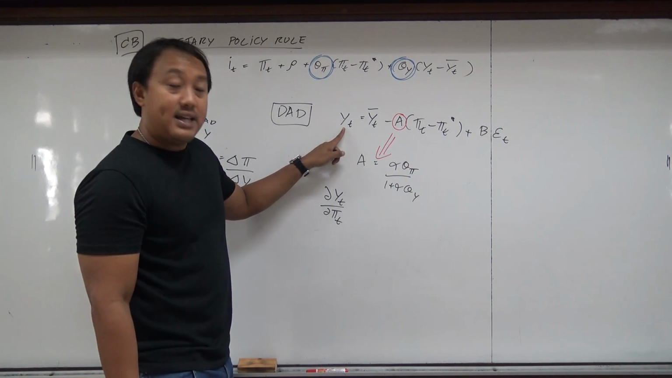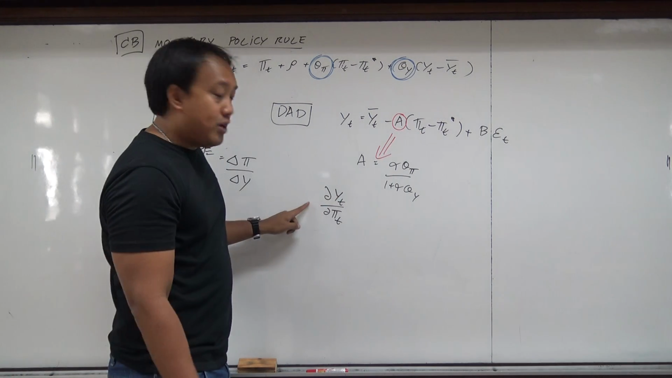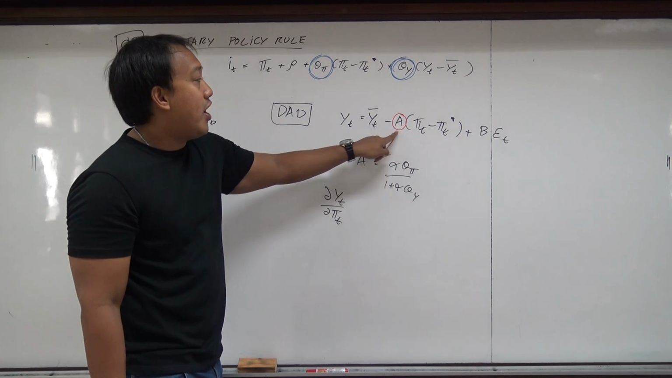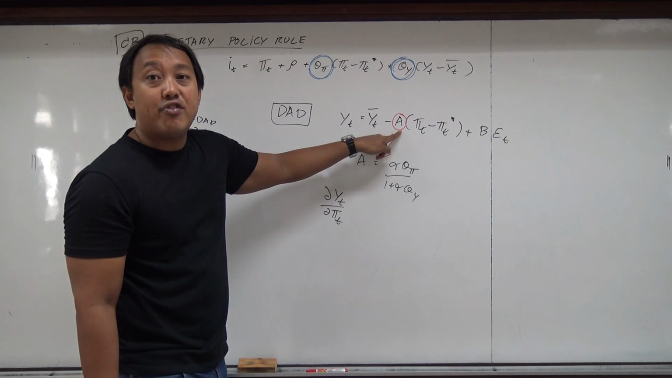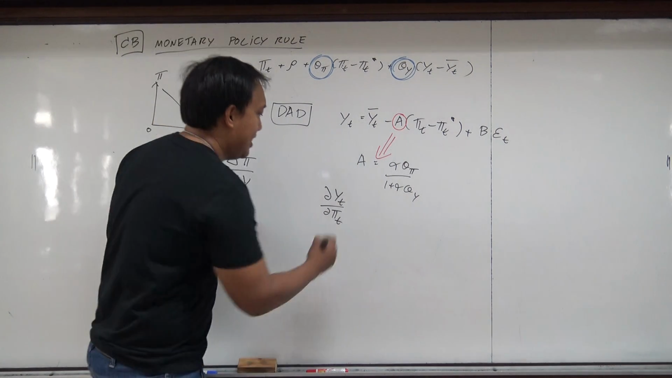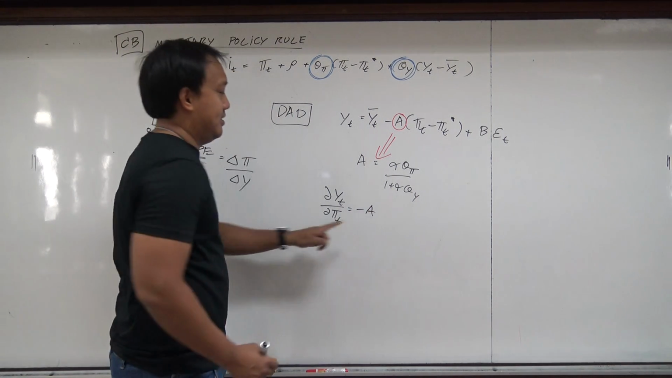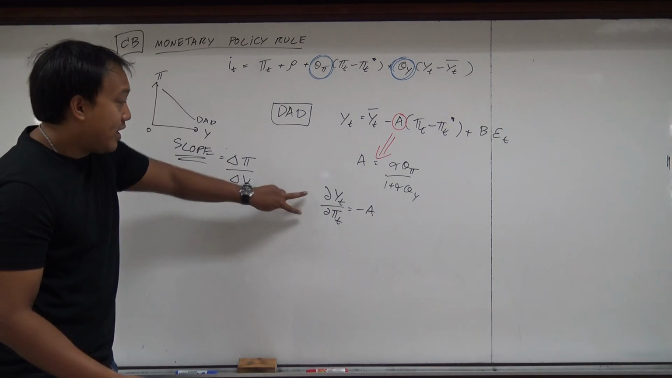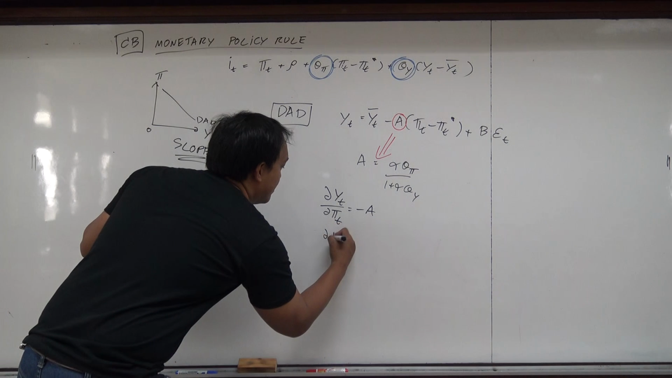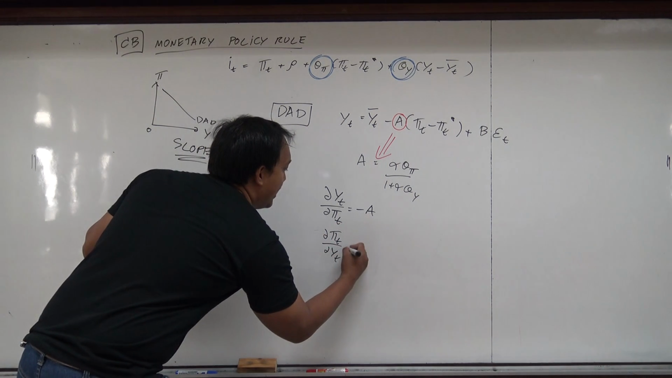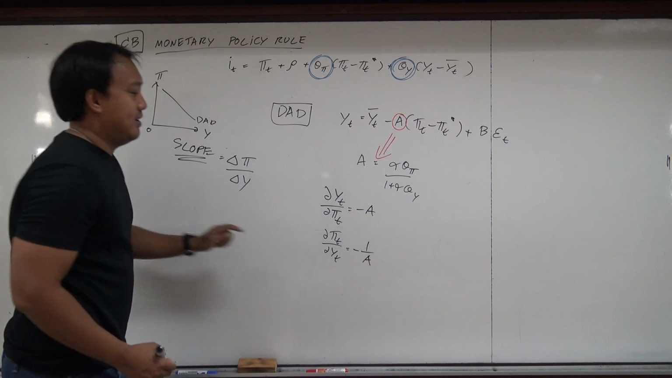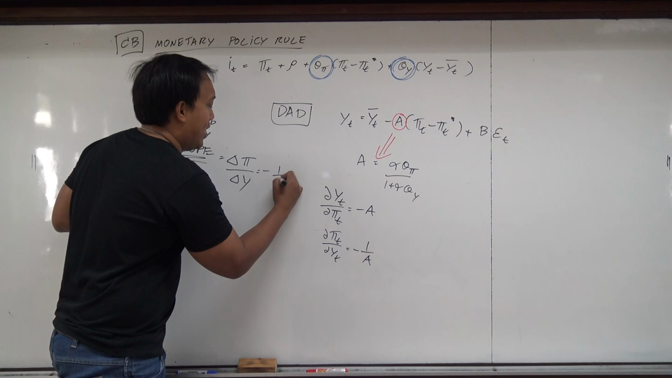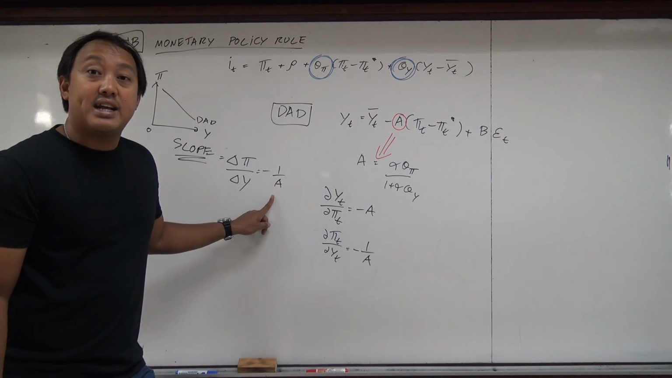This is y_t, this is pi_t. If I do the partial derivative, what I'm going to get is anything that stays in front of pi_t, which is minus A. Okay? So I'm going to get minus A, like this. However, the slope is delta pi over delta y, so I'm going to flip it. So then I get d pi over d y equal to minus 1 over A, like that. So this is going to be the slope for me: minus 1 over A, the slope of the AD curve.